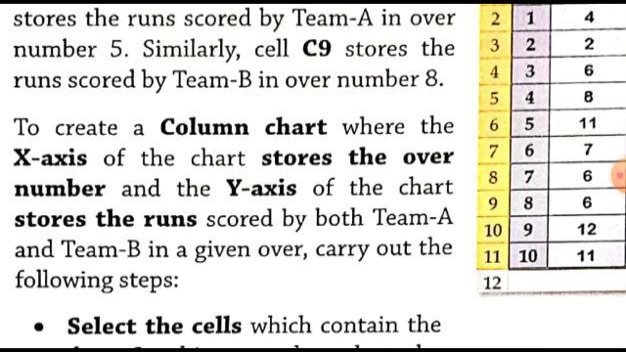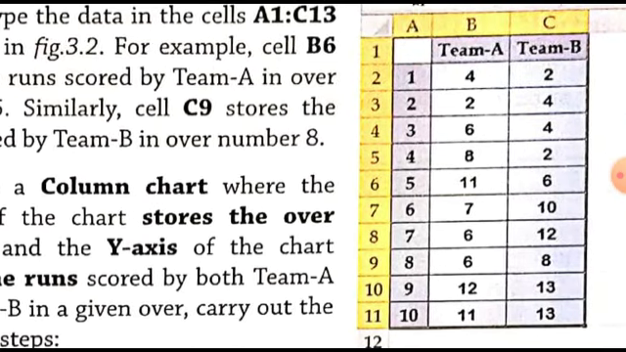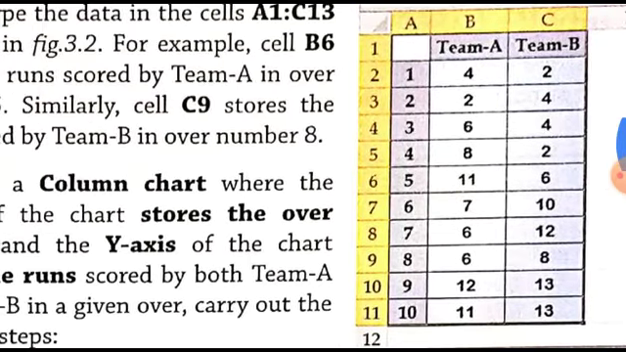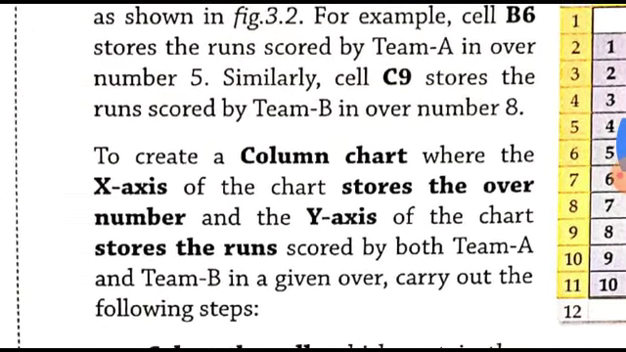Now we are going to choose an x-axis to create the column chart. The x-axis, which is also known as the category axis, is the horizontal axis, and it will store the over number. The y-axis of this chart will store the runs scored by teams A and B in a given over. Whatever over number is on the x-axis, the y-axis will show the runs scored by both teams in that over.